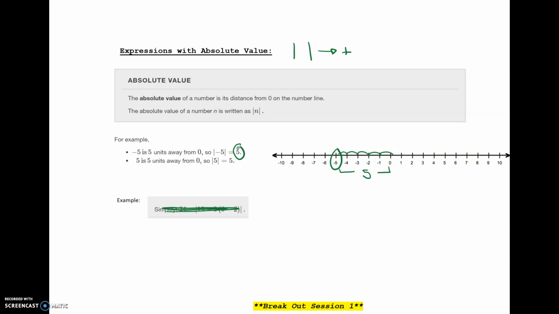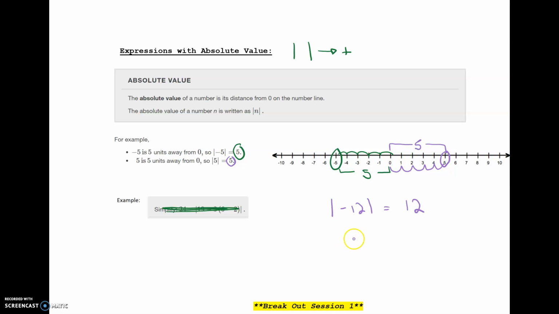And then if I were to go ahead and do it in the opposite direction, and I'll change my color here, if I were to start at +5, and I still want to know how far away am I from 0, I'd count 1, 2, 3, 4, 5. So again, my distance is 5. Okay, and it could be the same for the absolute value of -12. Well, that's just going to be +12.